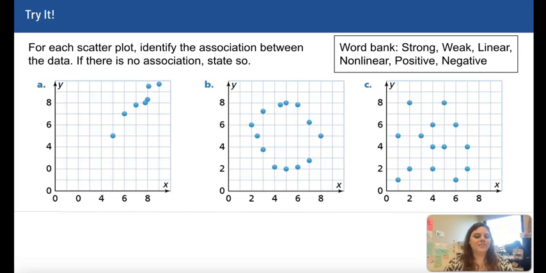So you try. Here are 3 scatter plots. Identify the association, whether it is linear or nonlinear, positive or negative, and strong or weak. Or if there is no association, state so. Pause the video, give your answers on your notes, and then press play to see my answers.